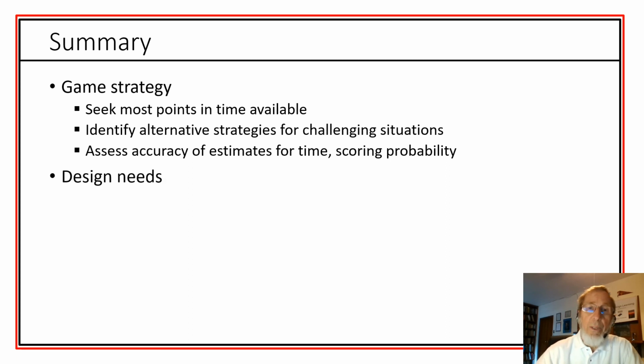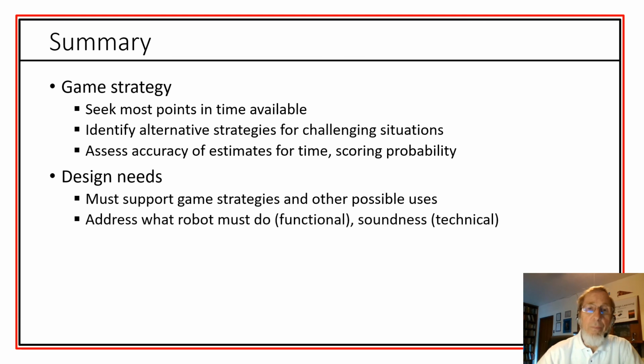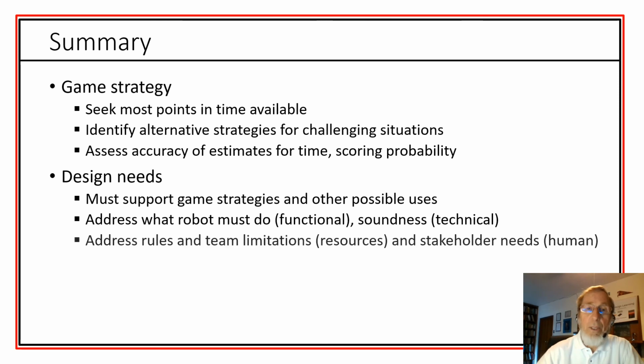With the game strategy defined, our design needs should be identified because these must support those game strategies and other possible uses of our robot. They must address what the robot must do, the functional needs, its soundness, the technical needs. Must address the rules and other limitations of our team, which deals with the resources, and our stakeholders and their needs, so those are the human needs.